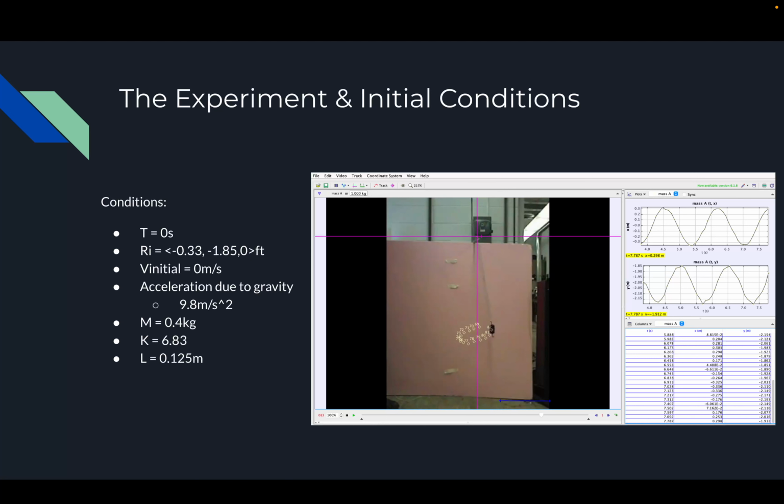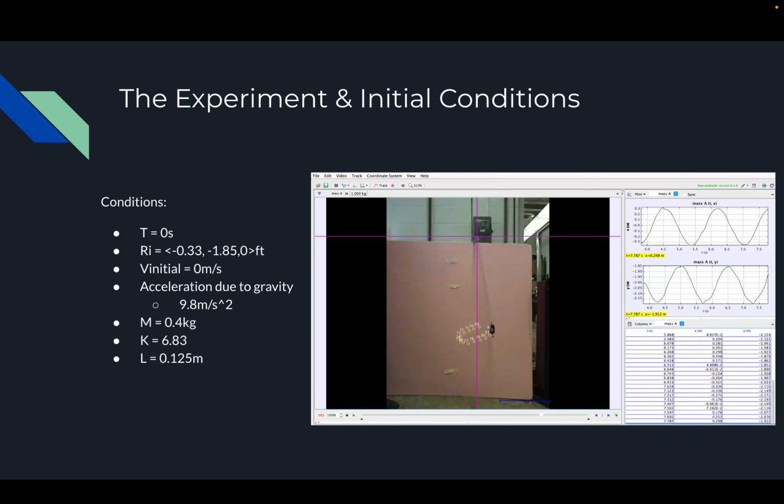Now, using Newton's second law and the associated equations, we can find that the mass of this object is going to be 0.4 kilograms, the spring coefficient is going to be 6.83, and the length of the spring when it is at rest is going to be 0.125 meters.